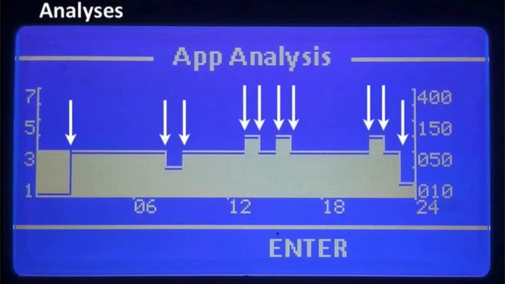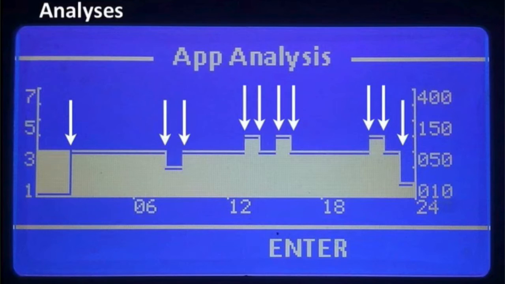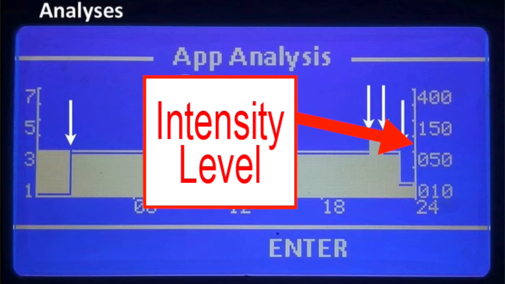So the app analysis will basically, there's 2 parts to it. There's 2 y-axes. One, heart rate variability score, which is 1, 2, 3, 4, 5, 6, or 7. And that's the first part of the y-axis. You can see 1, 3, 5, and 7. And in between that would be 2, 4, and 6. And on the other side of the analysis is the intensity levels, from level sensitive to 10 to 50. You only see 10, 50, 150, 400. But in between those, lower than 10 is sensitive. Then there's 25, and there's also 100 and 200.